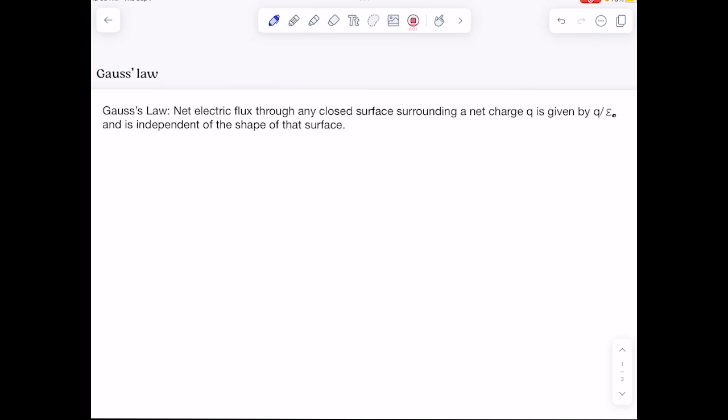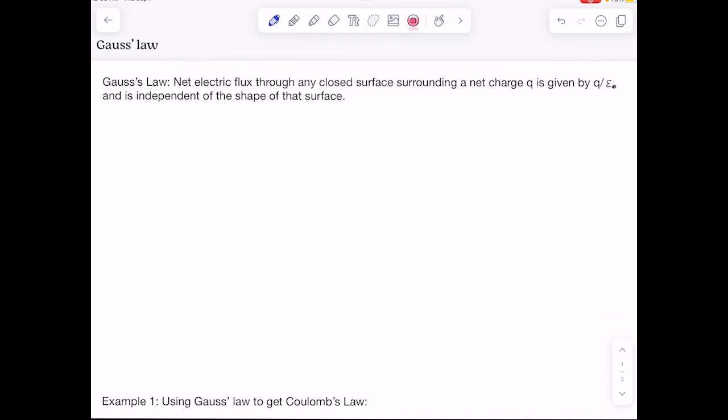Alright, so Gauss's law, I'm going to read the statement first. Net electric flux through any closed surface surrounding a net charge Q is given by Q over epsilon naught and is independent of the shape of that surface, right?